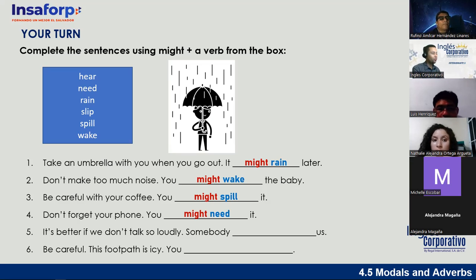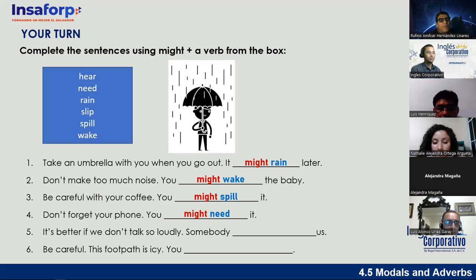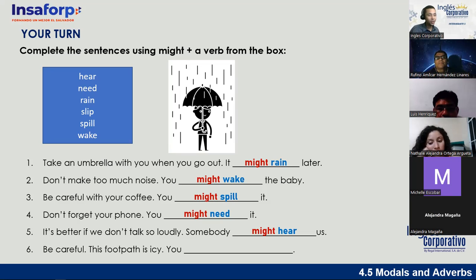Amilcar, what about number five? It's better if we don't talk so loudly. Somebody might hear us. That's right. So keep it quiet. Somebody might hear us. Thank you, Amilcar. Very good. And number six. Who wants to try number six? We only have one more option, so it should be easy.